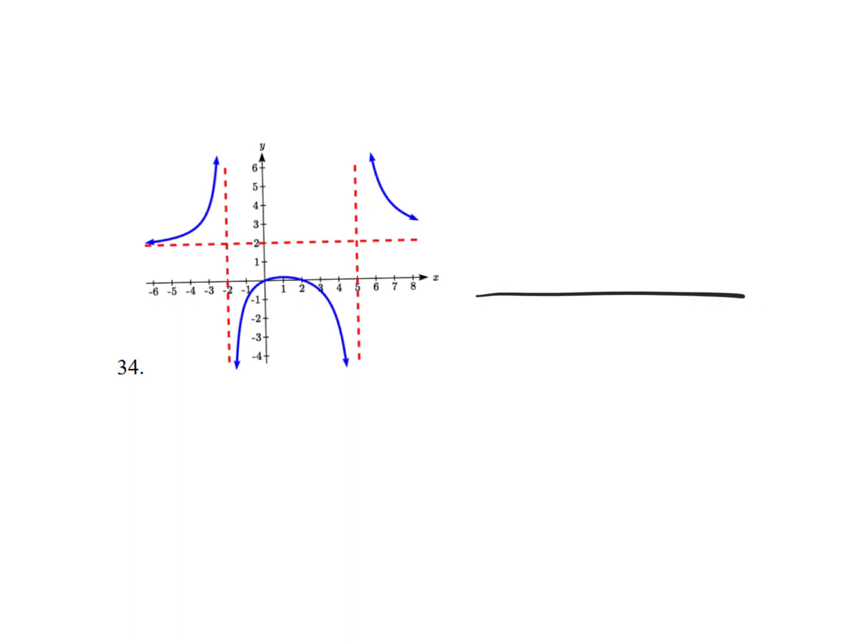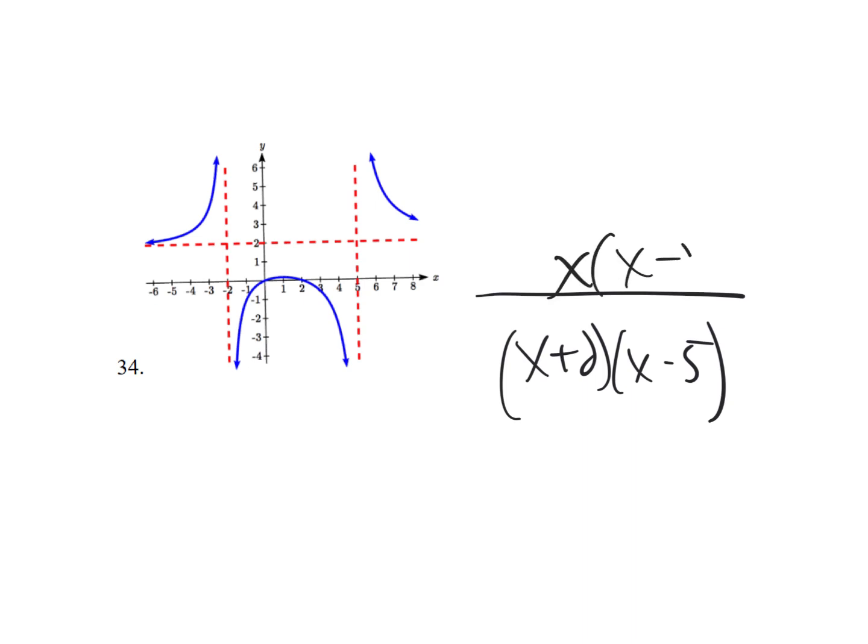So here I'm going to go ahead and do it. So I know I have a vertical asymptote at x plus 2, x equals -2, and then x minus 5, and both of those head in opposite directions. I see a 0 at the origin, I see a 0 at 2, and I see a horizontal asymptote of 2, so that's what you do.